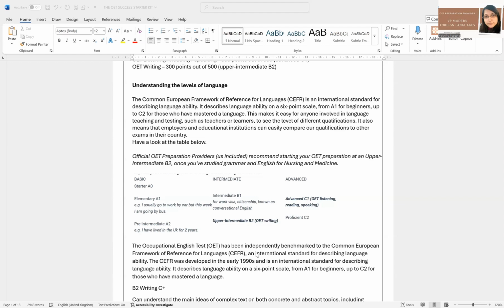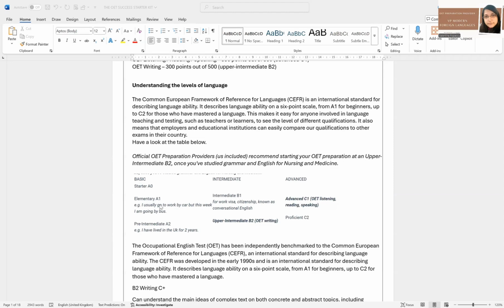The Council of Europe divided the levels of language into basic, intermediate, and advanced. In basic, we have something called starter or complete beginner: 1, 2, 3, ABC. We have elementary. Elementary is what I normally call English for survival, which means if you are in the street, you can't get lost, you are able to get home, and you are able to buy yourself food. This is the level where we study present simple, present continuous, and past simple.